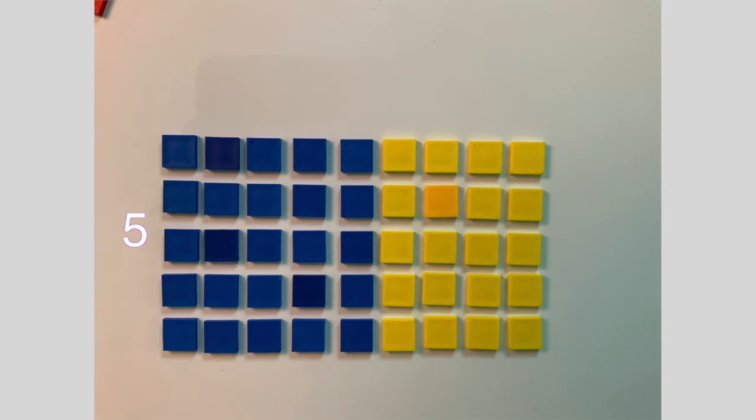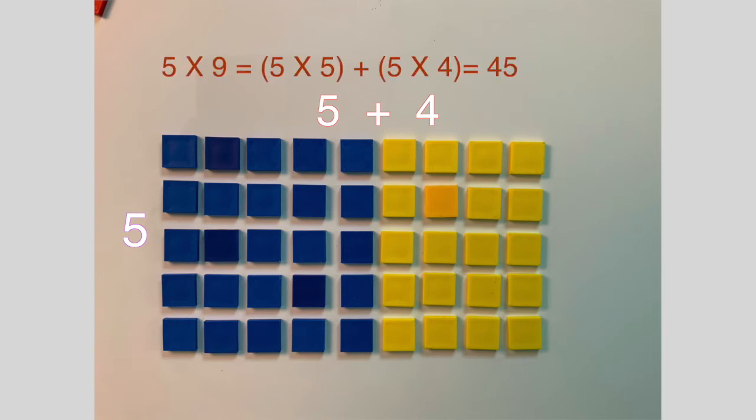All right, I'm going to do one final example with our array of 5 times 9, but this time I'm going to break the 9 up into a 5 plus 4. So when I write my problem, we need to think 5 times 9 is going to be the same as our row of 5 times 5 in each row, and then our second array that we've made is 5 times 4. So 5 times 5 is 25, 5 times 4 is 20, so I know that 25 plus 20 equals 45.